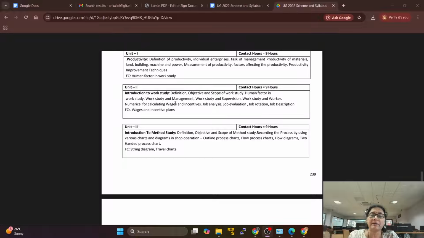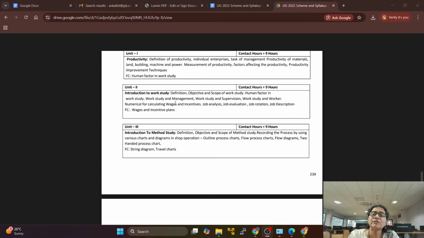Okay. Third unit: work study can be divided into two parts. One is method study and the other is work measurement, or time study, as we call it. In method study, that is the third unit, you are going to learn various techniques or various formats like charts, diagrams, and other things which we can use as tools to conduct the method study.